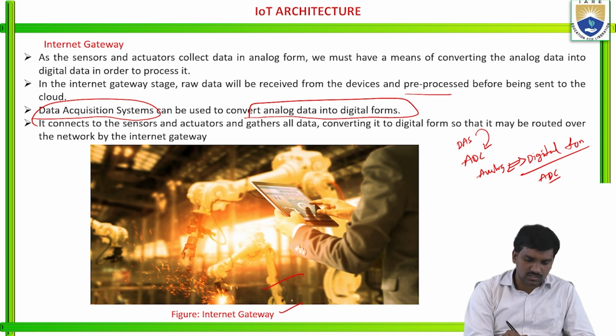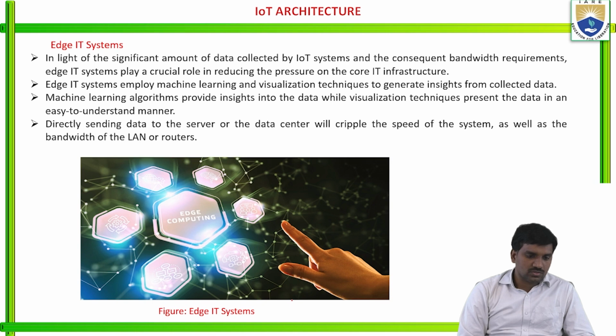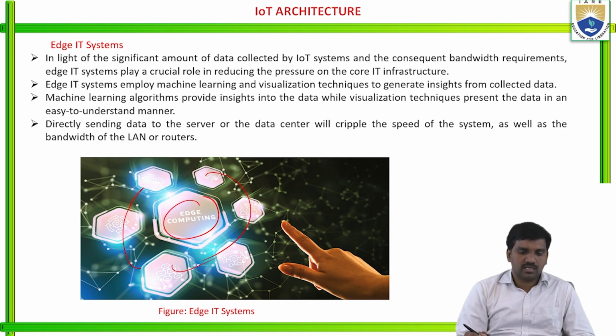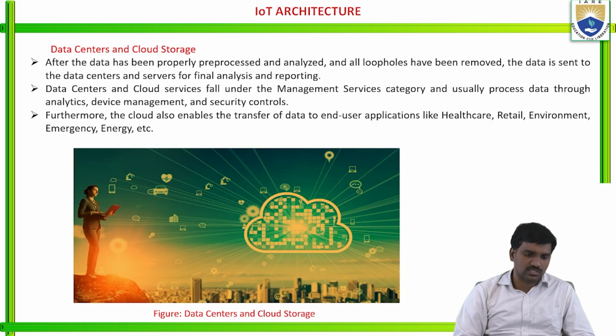This is just an example diagram of an internet gateway. Next is the IoT edge system. In edge computing, we have different devices in the system. Given the significant amount of data collected by the IoT system and the consequent bandwidth requirements, edge IoT systems play a crucial role in reducing the pressure on the core IT infrastructure. Directly sending data to the server or the data center will cripple the speed of the system as well as the bandwidth of the LAN or routers of the system. This is the IoT edge system. Next, the last one, data centers and cloud storage.